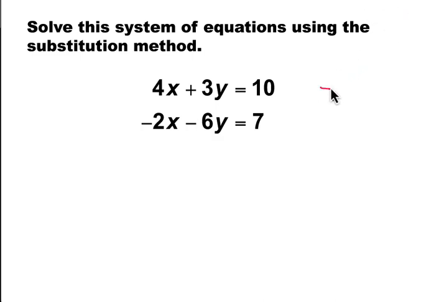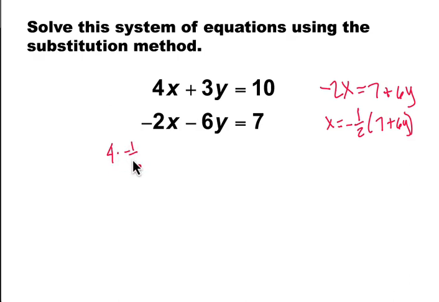So we get negative 2x equals 7, and then we add 6y to both sides, so we get plus 6y. Dividing both sides of the equation by negative 2, we get x is equal to negative 1/2 times the expression 7 plus 6y. We take this expression for x and substitute it into this equation. So we get 4 times negative 1/2 times the expression 7 plus 6y plus 3y equals 10.